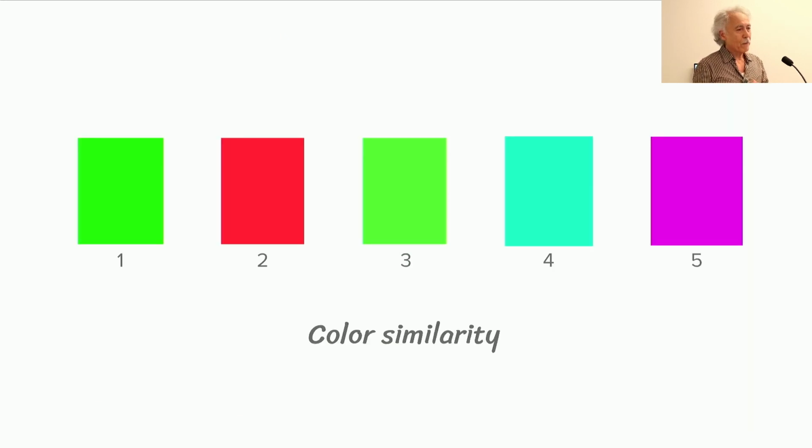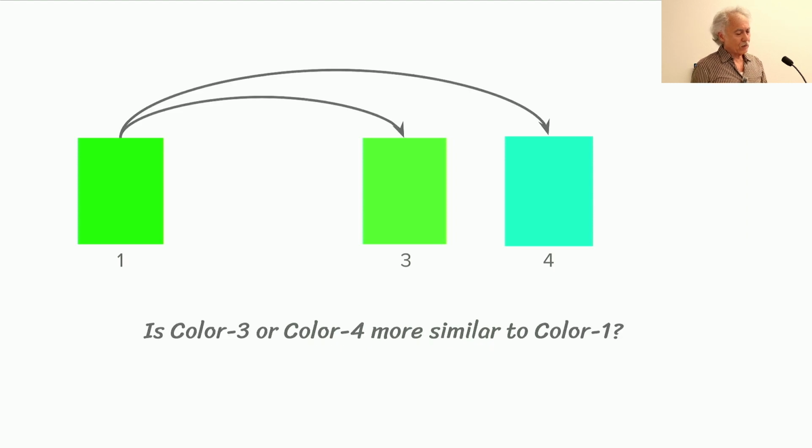So that's 2 dimensions. Now let's look at something a little bit 3 dimensions. Let's say I have a bunch of colors and someone says, I need the color green. So let's look at the green here and find out which ones are more similar to the first one. Of the 5 here, is 3 more similar to 1, or is 4 more similar? What would you say? Why would you say that? So that's a qualitative answer. Let's go a little further.